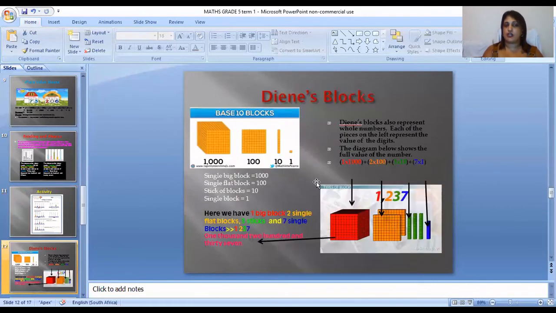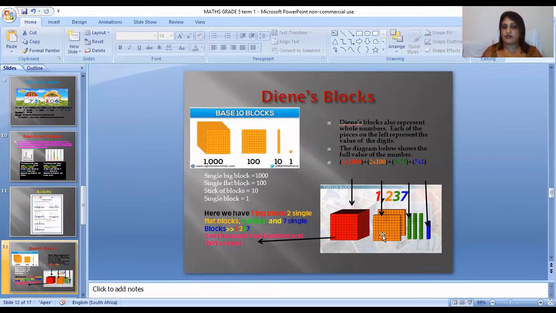Now let's go to the Dean's blocks, which we spoke about earlier on. I told you this 3D one here is the thousands. This is your hundreds, your tens, and your units. This is what they represent when you're looking at Dean's blocks. Now they're representing whole numbers to you, and each of the pieces here represent a specific value. So the single big block is 1,000, the single flat block is 100, the single stick of 10 blocks is 10, and the single block is 1. So it's 1 digit.